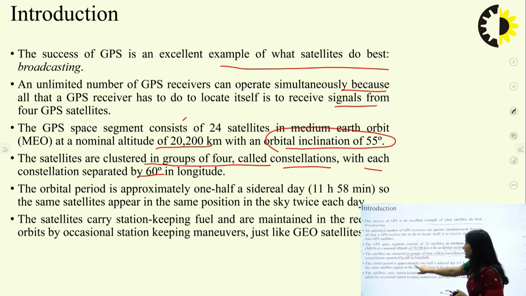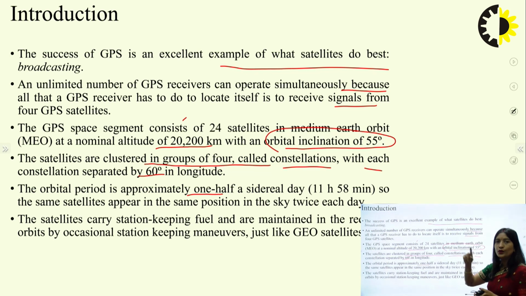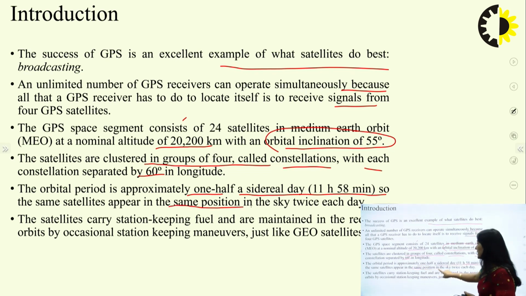And the orbital period means the overall time which the satellite took to rotate around Earth is 1/2 of a sidereal day, that is 11 hours and 58 minutes. So the same satellite appears in the same position in the sky twice each day, because the total orbital time of Earth is 24 hours. So it is just half of that. So you can see that satellite twice in one day.